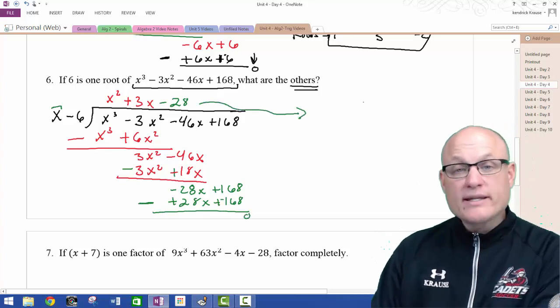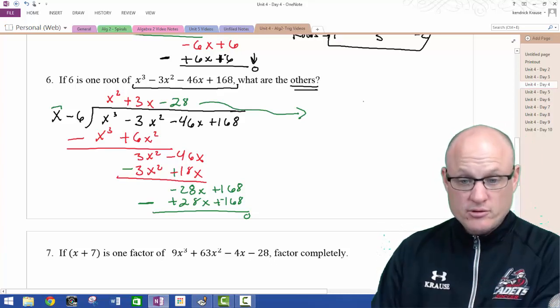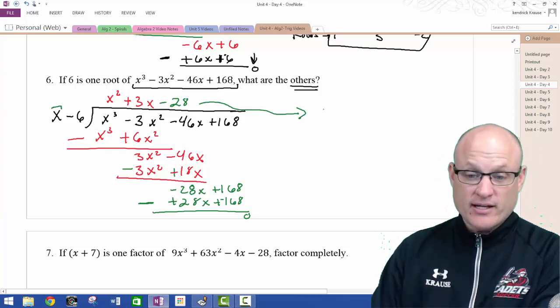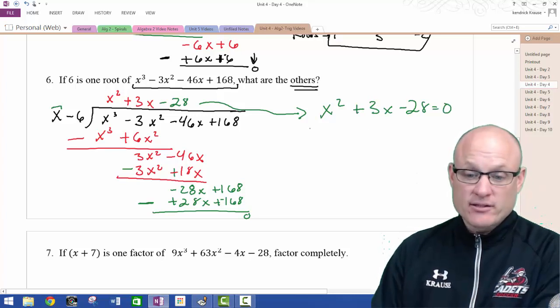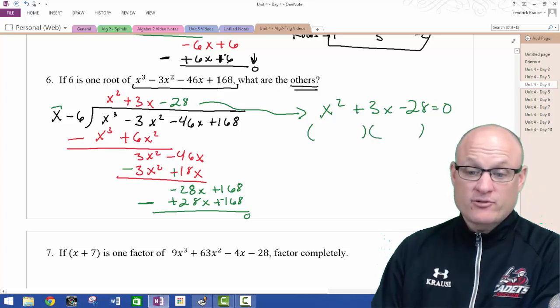Now, if I want the other roots, I have to factor this and set it equal to 0. If I want the other roots of this, I've got to figure out what makes this equal to 0, which simply means I have to factor it and finish it and solve it and make sure I see what values make it equal to 0. So x plus 7, x minus 4 is the factoring here.